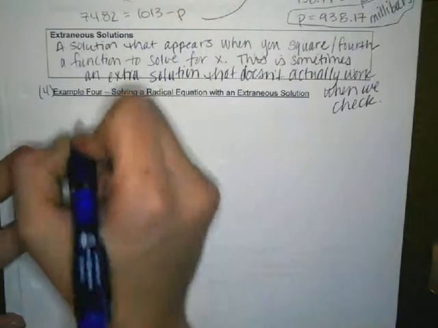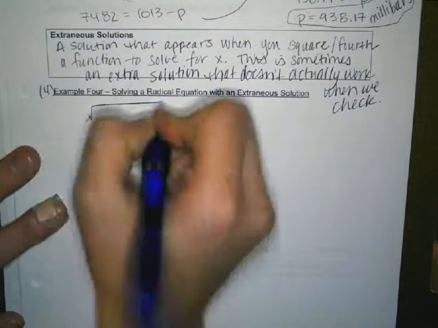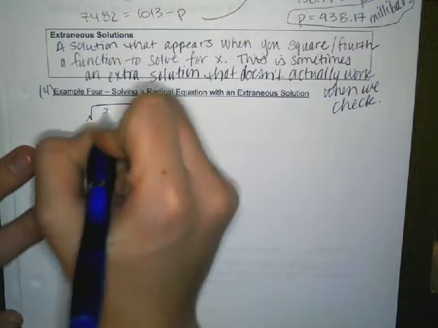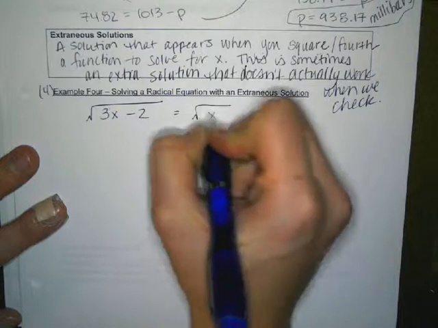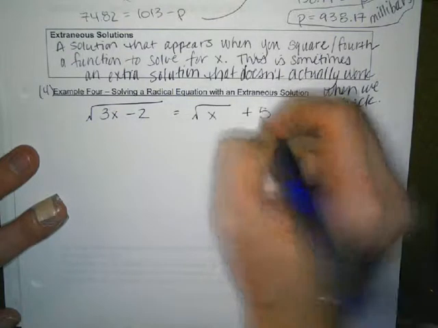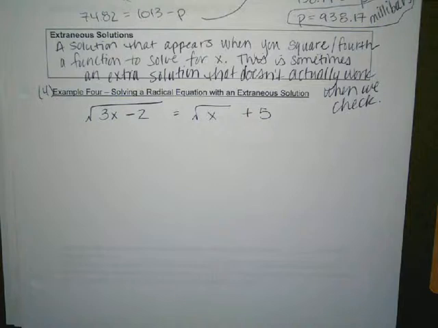So I want you to go ahead and write out 3x minus 2 equals the square root of x plus 5, CJ. Again. I just want you to pay attention. Okay.